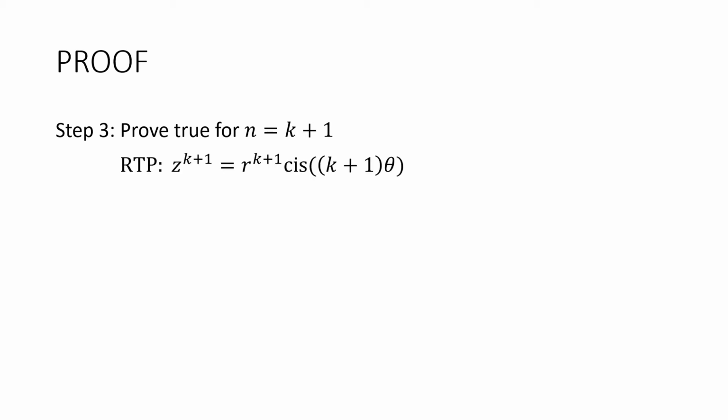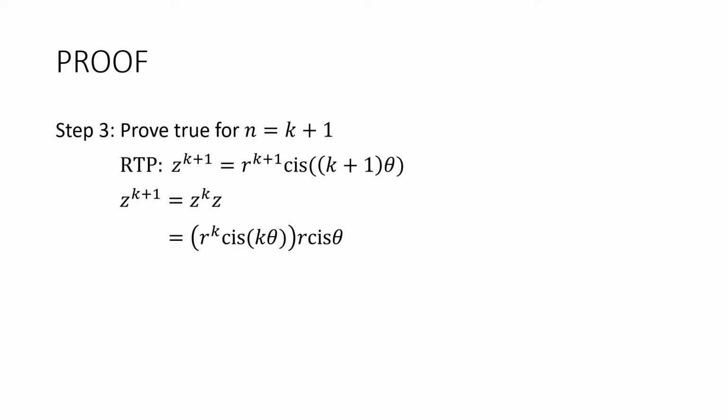Now I always like to start with a required to prove statement with my mathematical induction, so that's what this stands for, required to prove. We want to show that z to the k plus 1 is equal to r to the k plus 1 cis (k plus 1) times theta. So let's start with the left hand side. Z to the k plus 1 is equal to z to the k times z. We already know what z to the k is, that's our assumption. So let's substitute that in, and z is r cis theta.